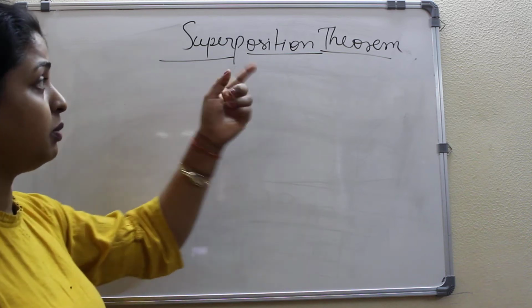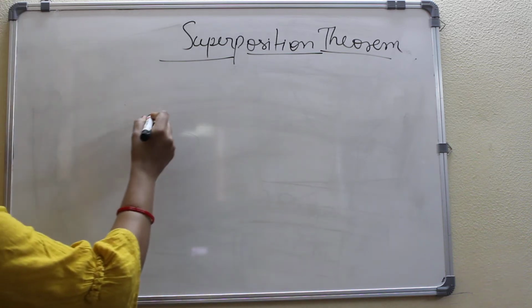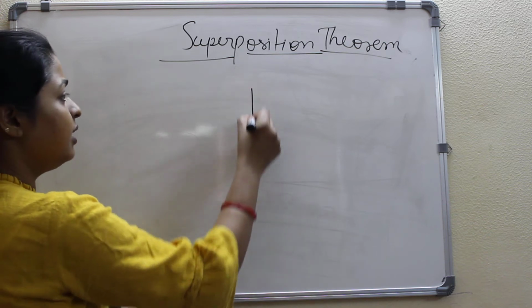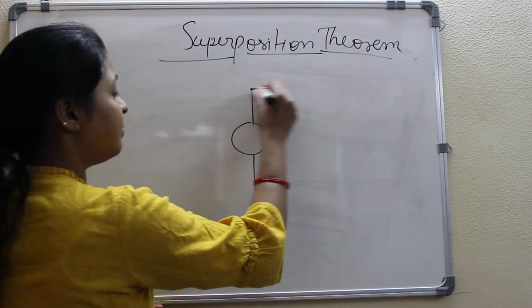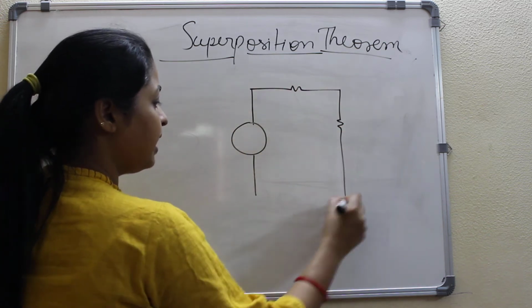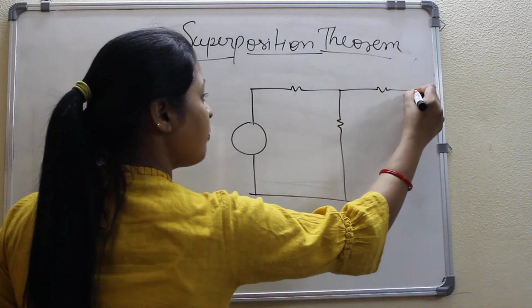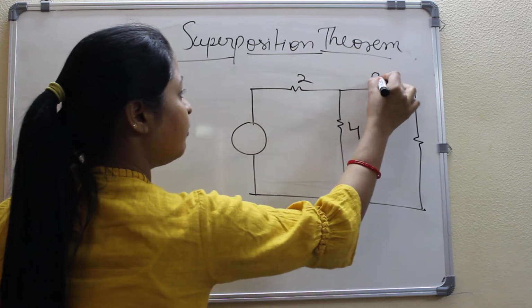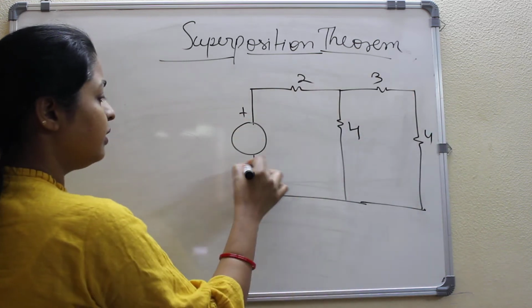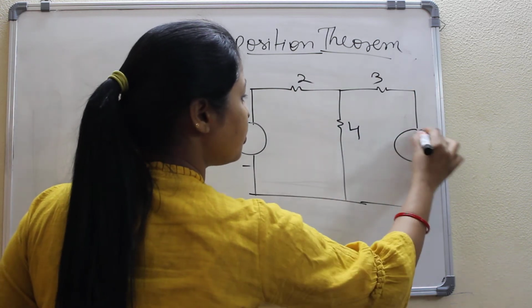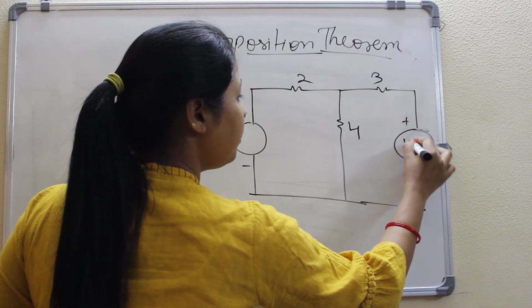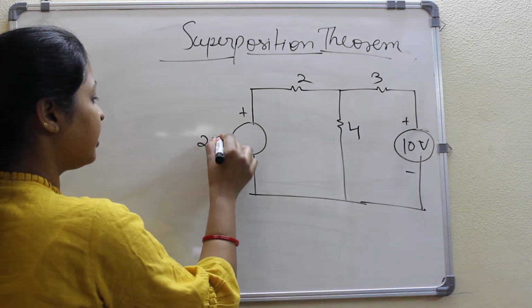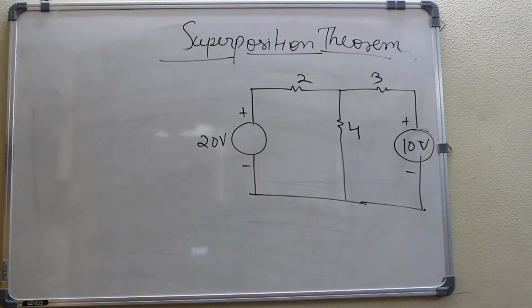What is the statement of the superposition theorem? We have to see this theorem statement by one of the examples. Let's take a simple example: a few resistances connected with 2 energy sources. As I said, minimum 2 energy sources must be there in the circuit to apply the superposition theorem.